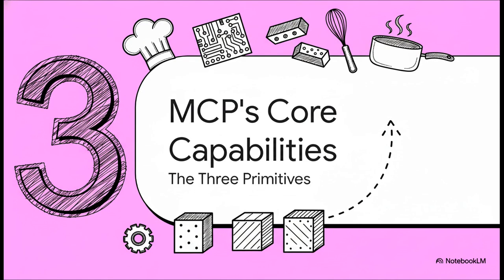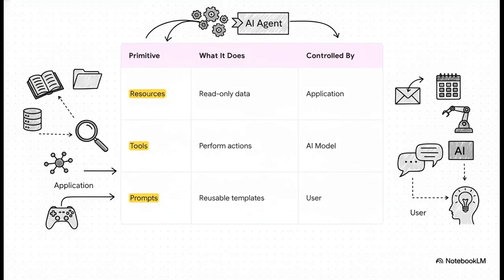So let's talk about what these specialized chefs can actually do. Every single MCP server offers its skills through three core building blocks, or what they call primitives. Let's check them out. Okay, first you have resources. Think of this as read-only access, like fetching a file.